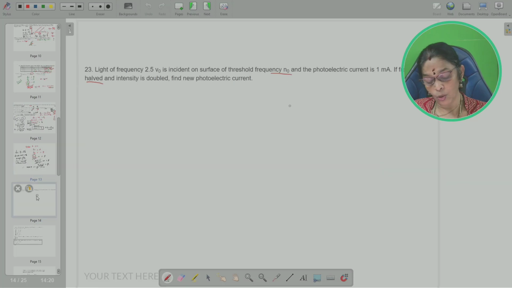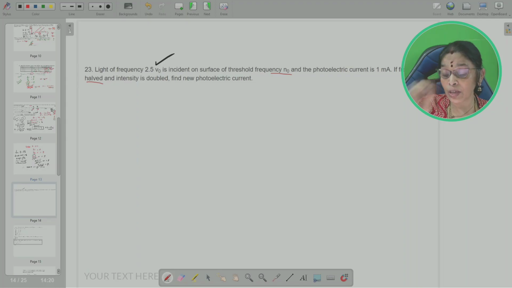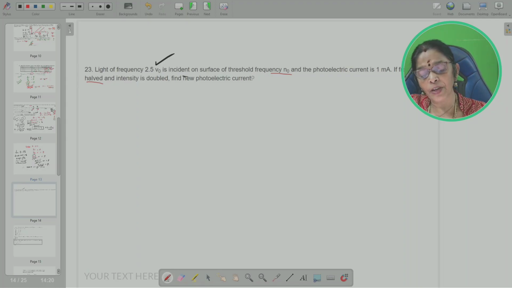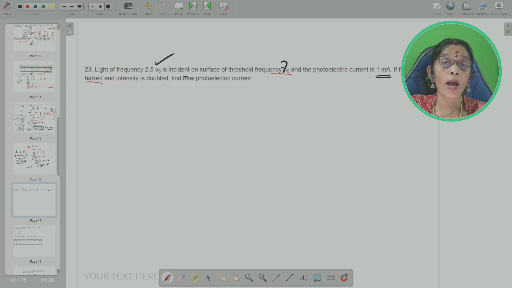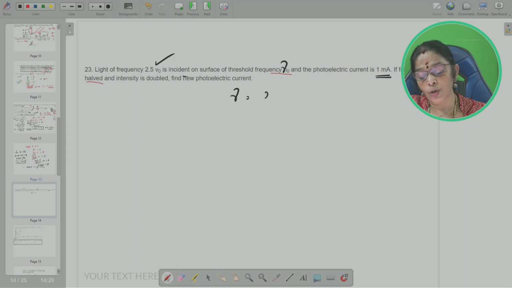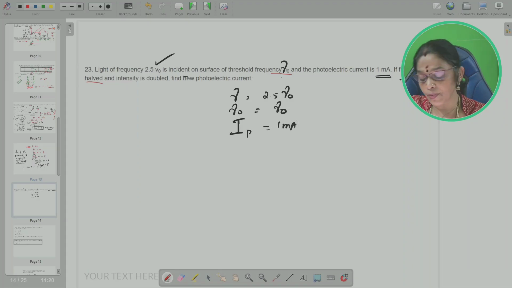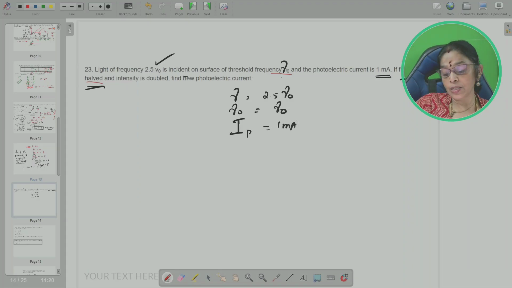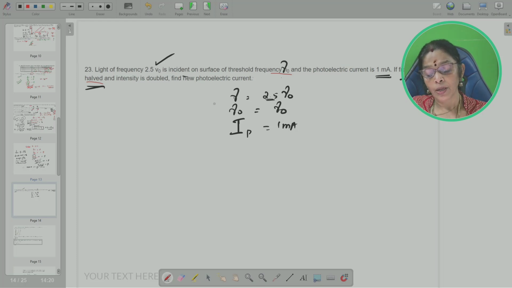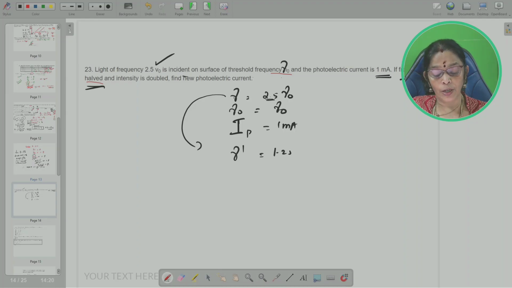And then, we will go to this. Light of frequency 2.5 nu naught is incident on a surface of threshold frequency nu naught, and the photoelectric current is 1 milliamp. Please underline the word frequency. Nu is equal to 2.5 nu naught, and threshold frequency is nu naught. Photoelectric current is equal to 1 milliamp. If the frequency of the light is halved, what will happen to the incident frequency? Incident frequency is still greater than the threshold frequency. Nu dash will be equal to 1.25 nu naught. So hence emission takes place.